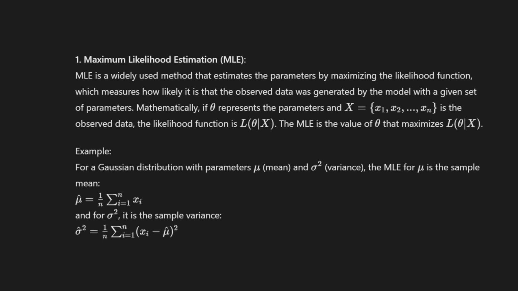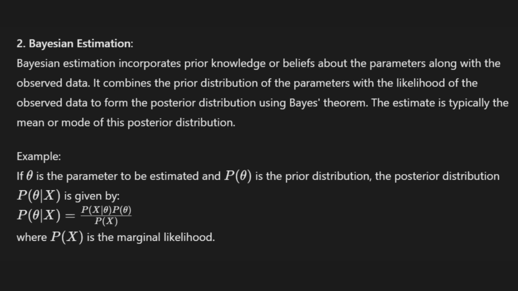So for example, you can see on this screen, you have a Gaussian distribution with parameters mu and variance. The MLE for the mean is the simple sample mean, and for the variance, the sample variance. You can see the formulas on this screen.